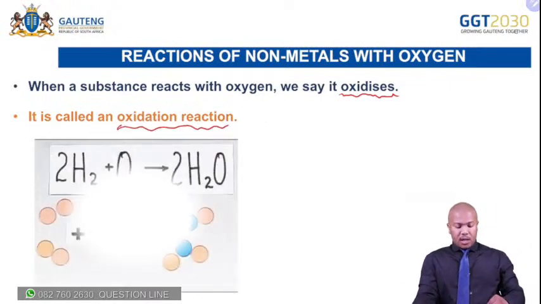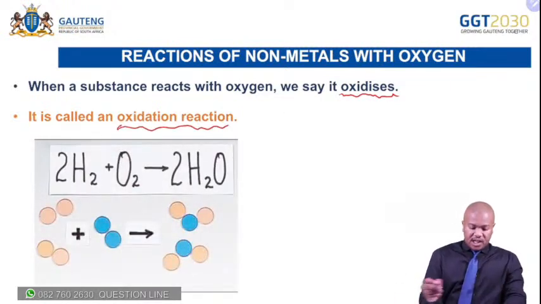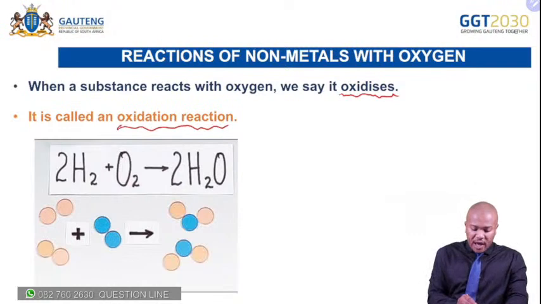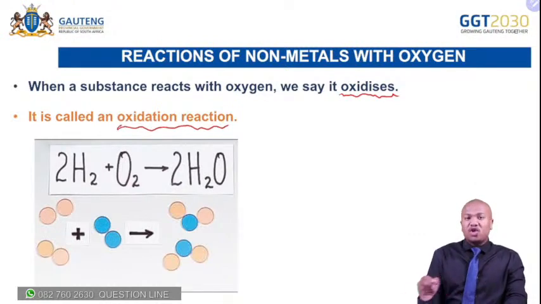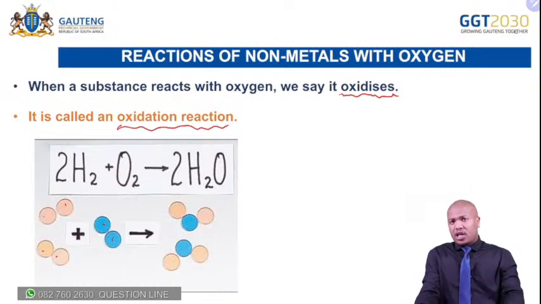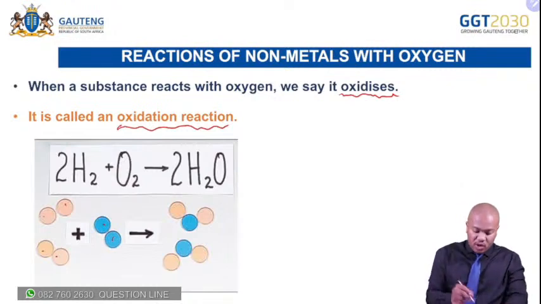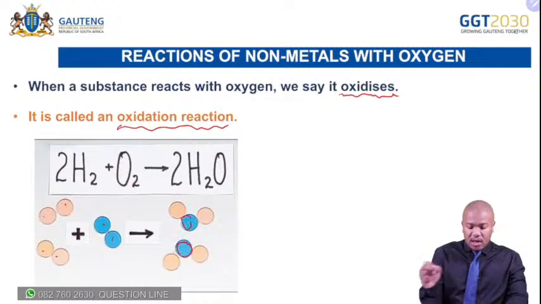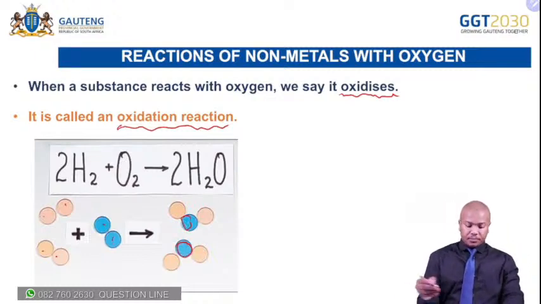Then, here is an example. Let's look at this picture. We have 2H2 plus O2 forming 2H2O, right? We have hydrogen atoms here reacting with oxygen atoms to form 2 water molecules. So therefore, we say that these hydrogens are oxidized because there's an addition of oxygen atoms in between here, right?